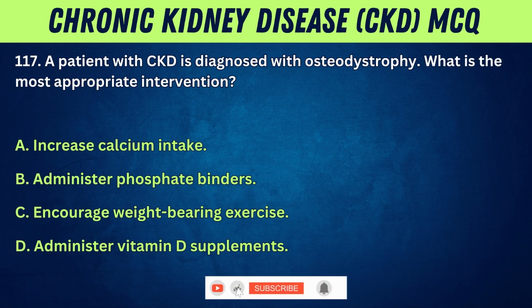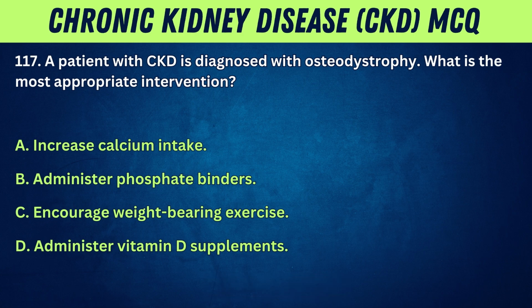117. A patient with CKD is diagnosed with osteodystrophy. What is the most appropriate intervention? A. Increase calcium intake. B. Administer phosphate binders.